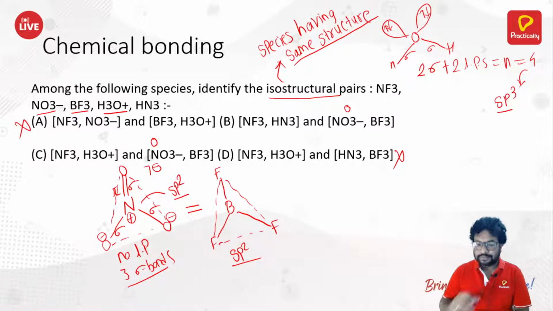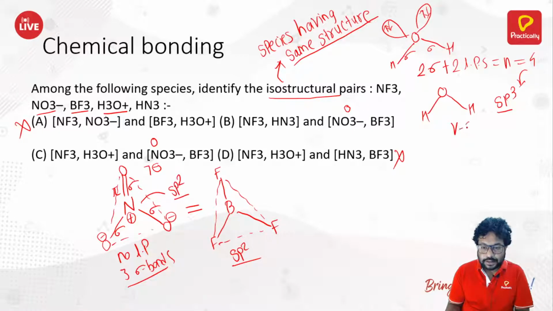Okay. Now if it is sp3, its shape is, we know that it's a V-shaped molecule, right? You know that we don't consider the lone pair in the shape. So if you look at this shape, it is V-shaped.